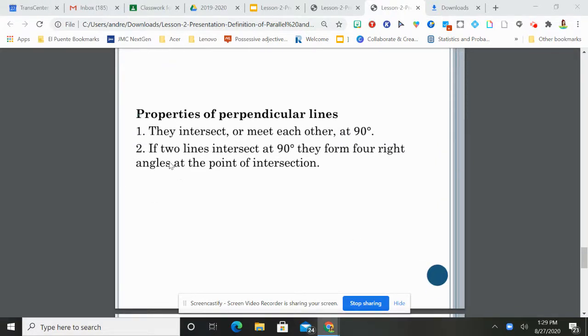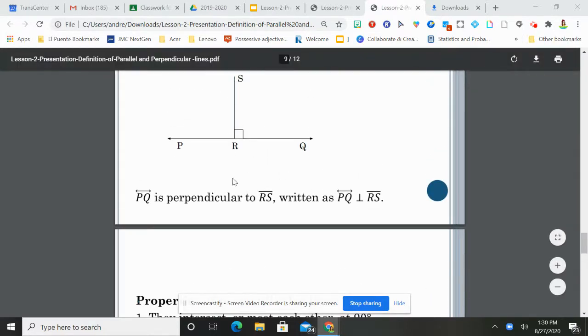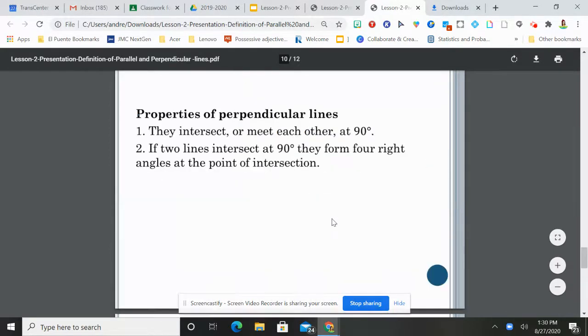Properties of perpendicular lines. Number one, they intersect or meet each other at 90 degrees. So 90 degrees meaning that they form right angles. If two lines intersect at 90 degrees, they form four right angles at the point of intersection. So if RS was longer, it would form four right angles. That's what it means.